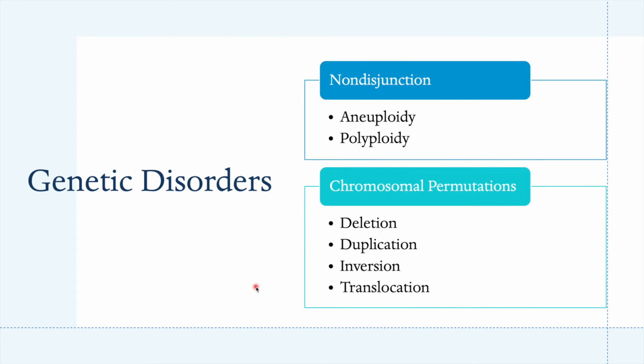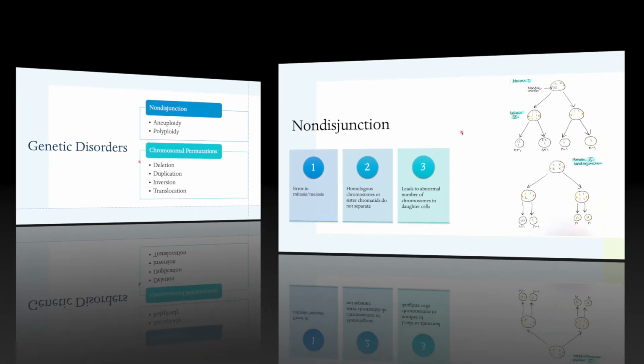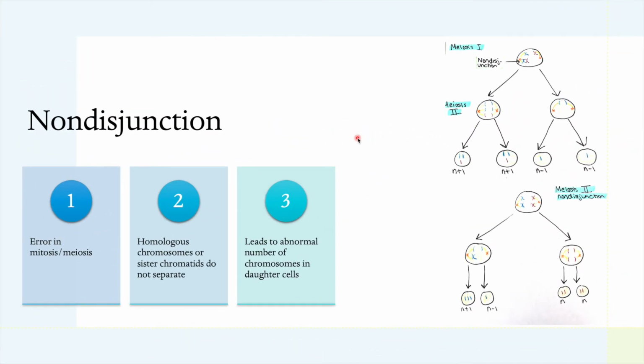I know we have talked about sex-linked disorders, but now we will go into other types of genetic anomalies. We will talk about two major categories: nondisjunction, which includes aneuploidy and polyploidy, and chromosomal mutations, like deletion, duplication, inversion, and translocation. Nondisjunction occurs due to an error in meiosis or mitosis, where homologous chromosomes or sister chromatids do not separate. This leads to an abnormal number of chromosomes in daughter cells.